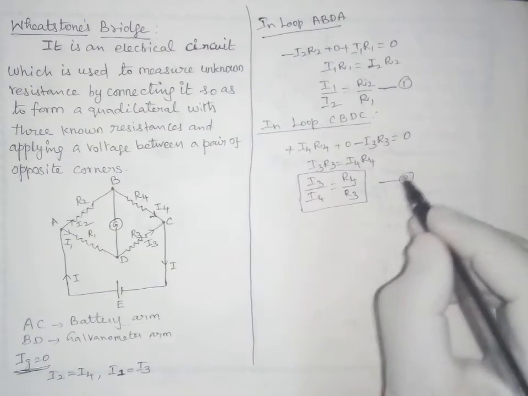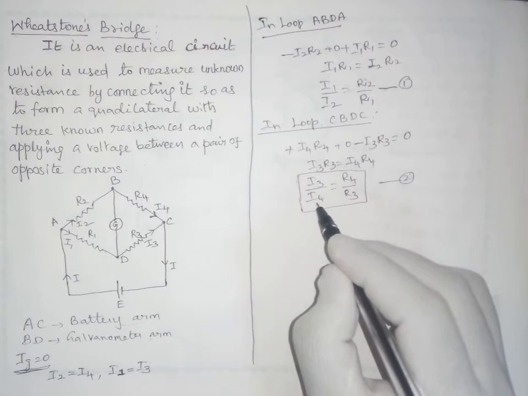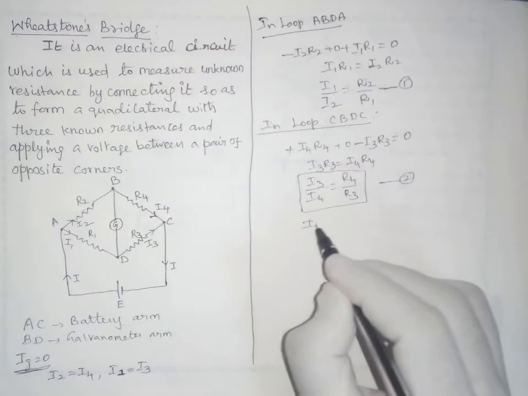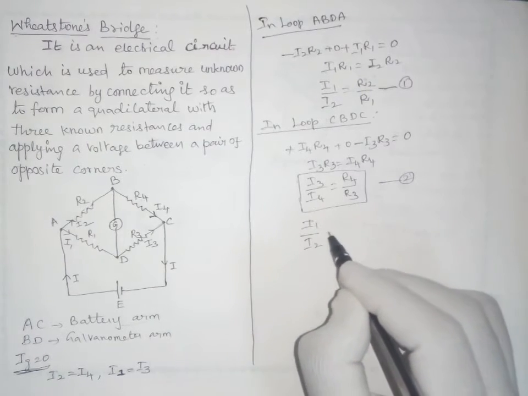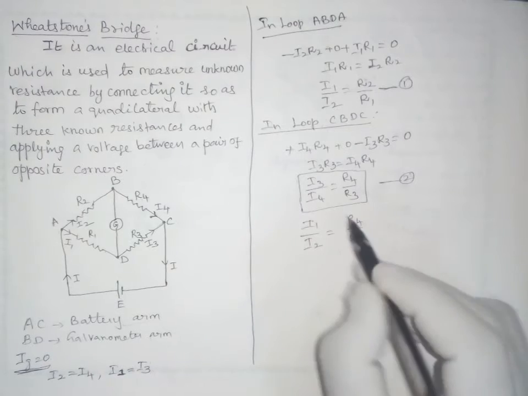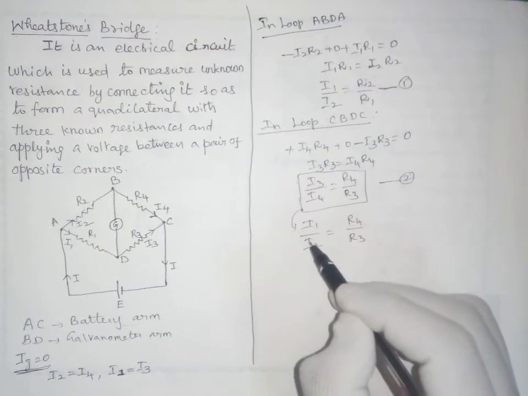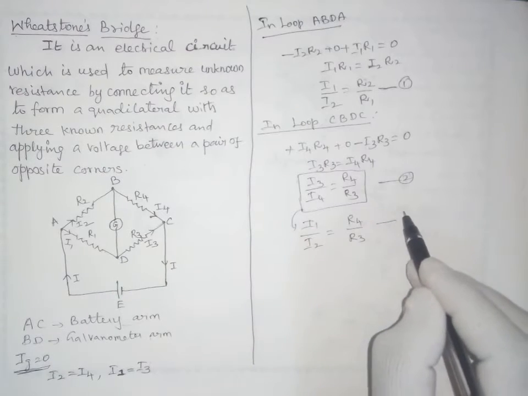We know that I2 equal to I4, I1 equal to I3, and Ig equal to 0. Since Ig equal to 0, I2 equal to I4 and I1 equal to I3. So we can write I3 by I4 equal to I1 by I2, and I1 by I2 equal to R4 by R3. Instead of I3 by I4, we are writing I1 by I2. So this is equation 3.